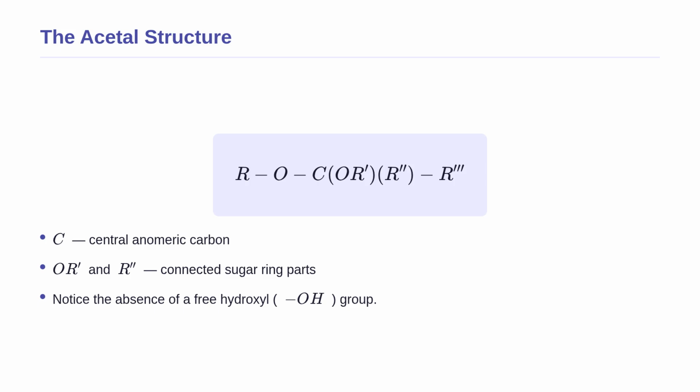Now that we have seen a reactive structure, let us look at the formula for an unreactive one. This formula represents an acetal structure, which forms when two anomeric carbons bond together. The variables R, R prime, R double prime, and R triple prime represent the various parts of the connected sugar rings. The most crucial feature here is the central carbon. Notice that there is no free hydroxyl group attached to it. Because this structure is completely locked, increasing the amount of this sugar in water will never result in an open chain or a free aldehyde.